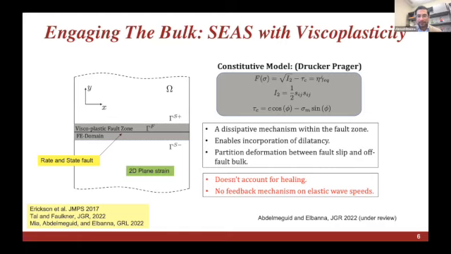But definitely it has some important limitations. It doesn't account for healing. It also doesn't enable tracking the evolution of elastic properties and the impact on wave speeds and subsequent healing. So these are things that we are actively working on right now, but I leave them for future work.